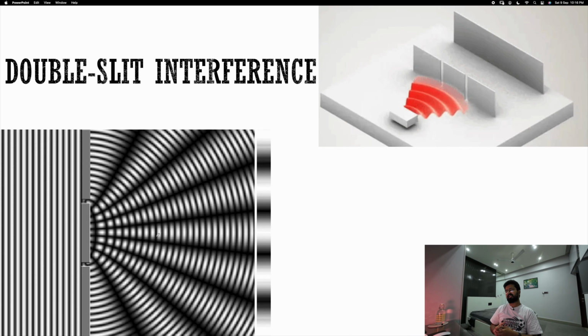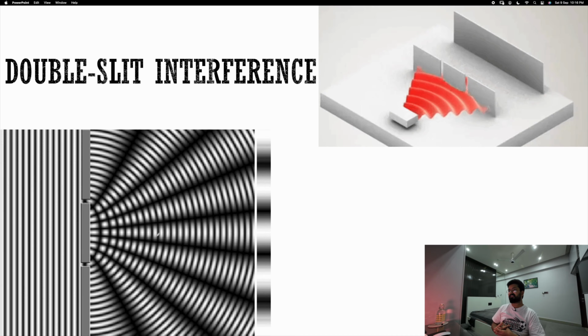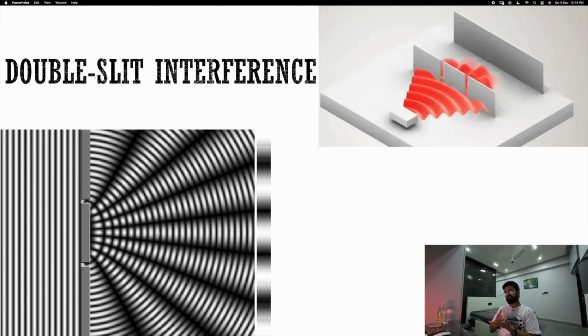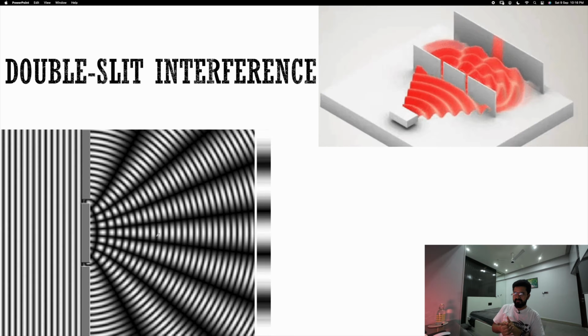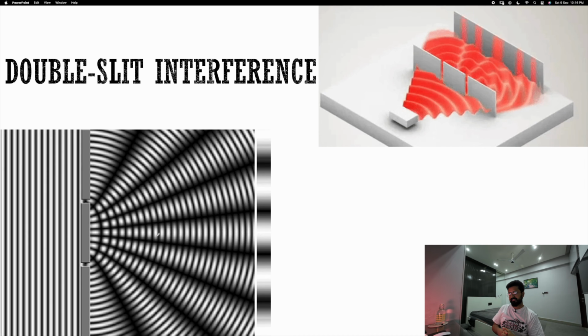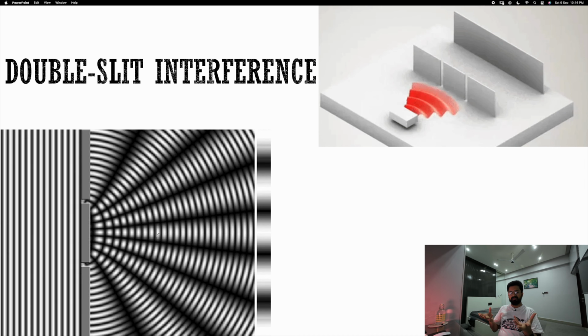Okay, so the last topic under 4.4 is double slit interference. So please note, if you understood the concept of double source interference, double slit interference is going to be easier for you to understand. Okay, I mean basically double source is two speakers, right?